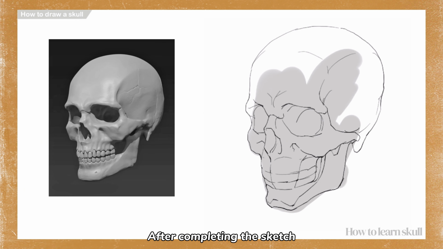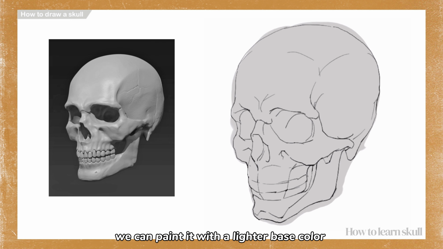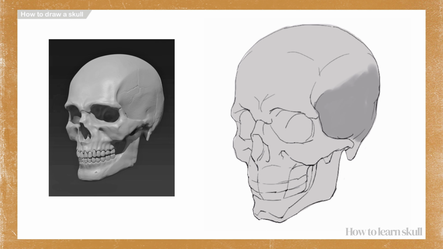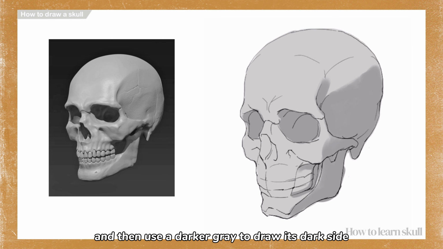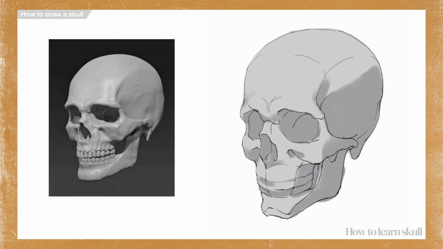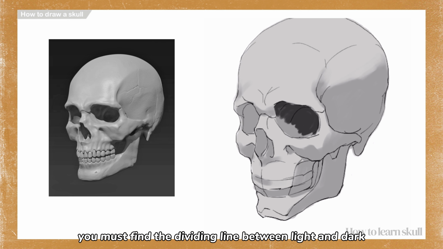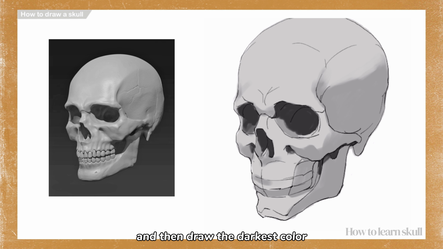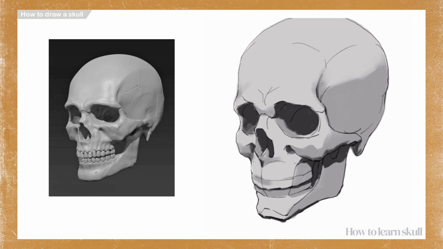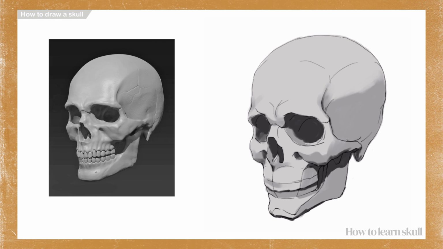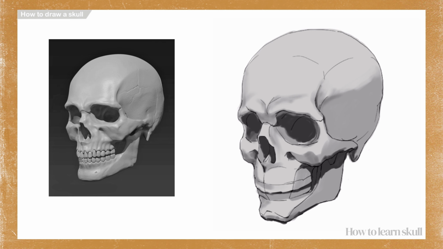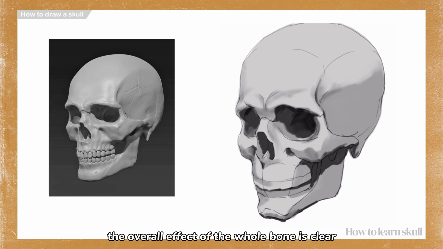After completing the sketch, we can paint it with a lighter base color and then use a darker gray to draw its dark side. When painting, you must find the dividing line between light and dark, and then draw the darkest color. At this time, the overall effect of the whole bone is clear.